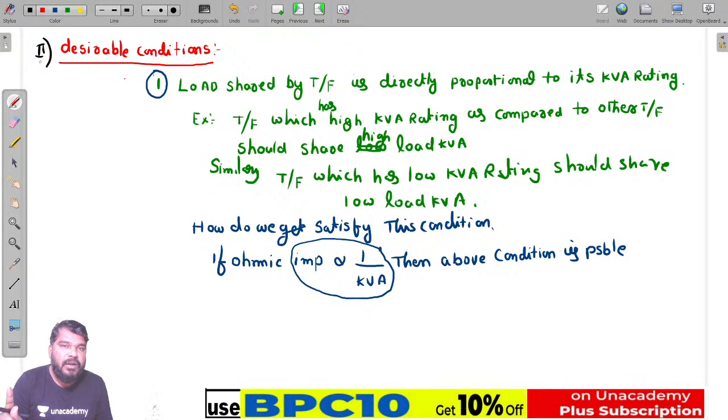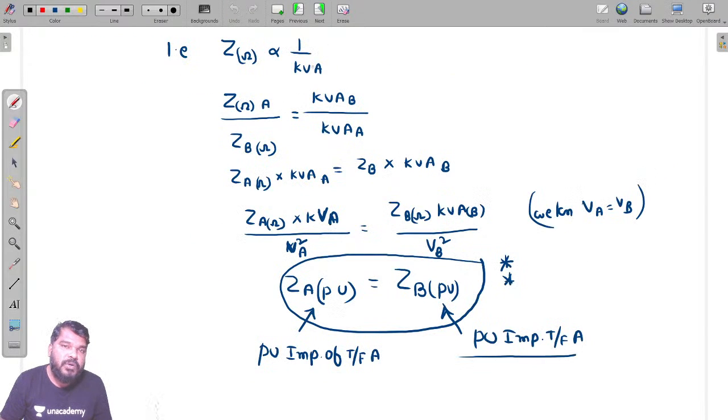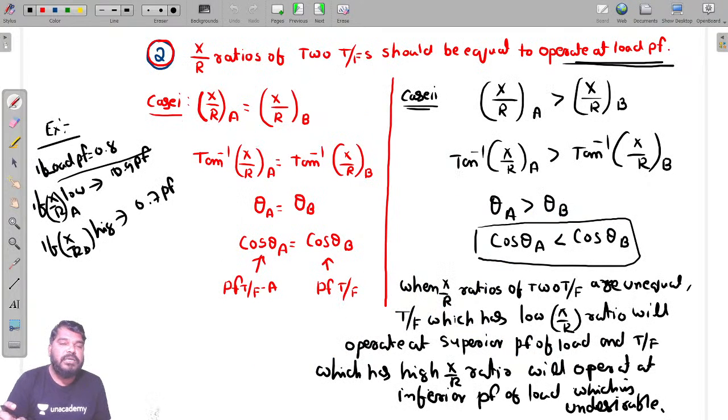The first condition is that the load shared by the transformer is directly proportional to its kVA rating. How do we get this condition? The impedance of the transformer is inversely proportional to its kVA, so the load shared by the transformer is directly proportional to its kVA rating. Otherwise, one transformer will be operated in an overloaded condition and the other in an underloaded condition, which is undesirable. And the next condition: the X by R ratios of the two transformers should be equal to operate at the load power factor.